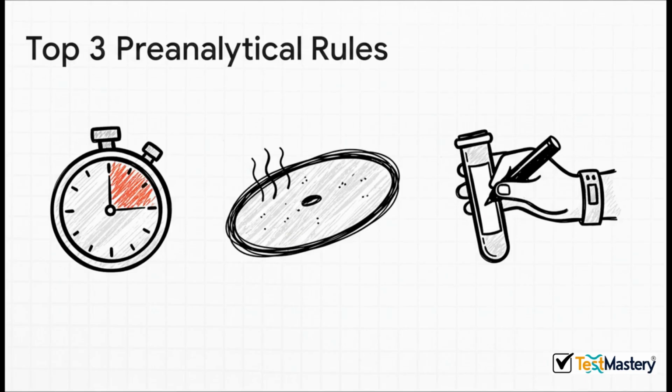If you walk away with nothing else, please master these 3 rules. They will prevent the most common and the most serious errors. Tourniquet on for 60 seconds or less. Let the antiseptic dry completely, and label every single tube right there at the patient's bedside immediately after you draw it.